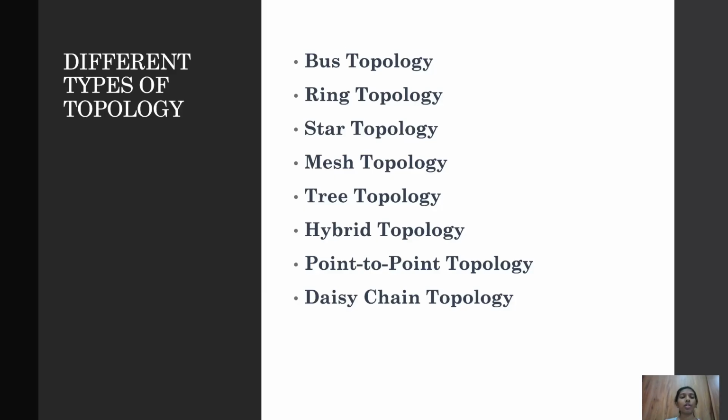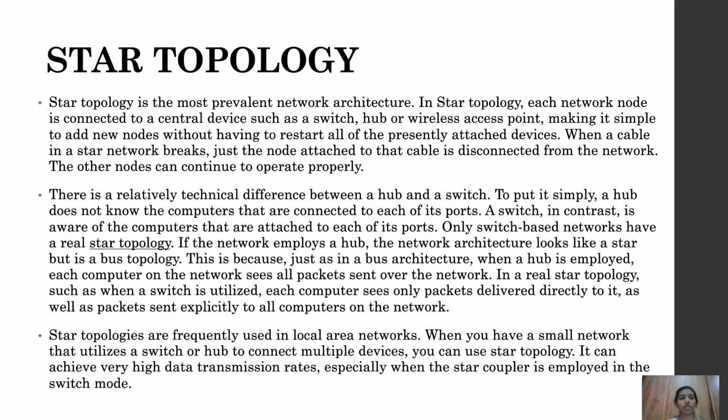There are different types of network topology such as bus topology, ring topology, star topology, mesh topology and tree topology, and at the last hybrid topology. Star topology. A star topology is the most prevalent network architecture.